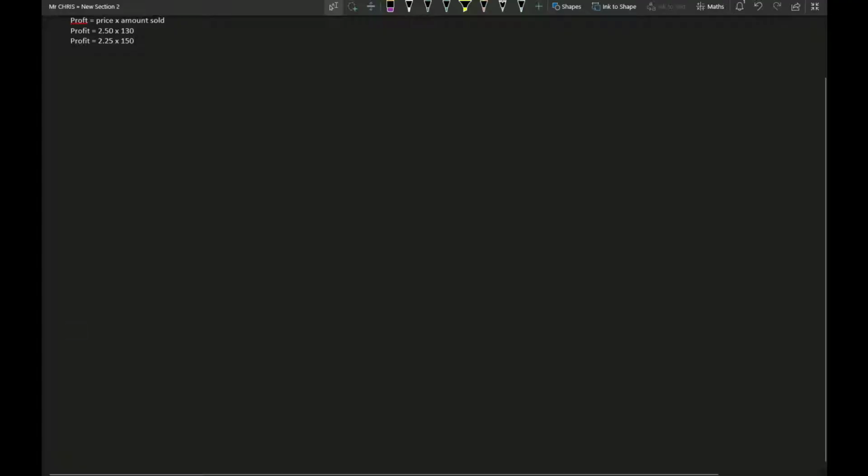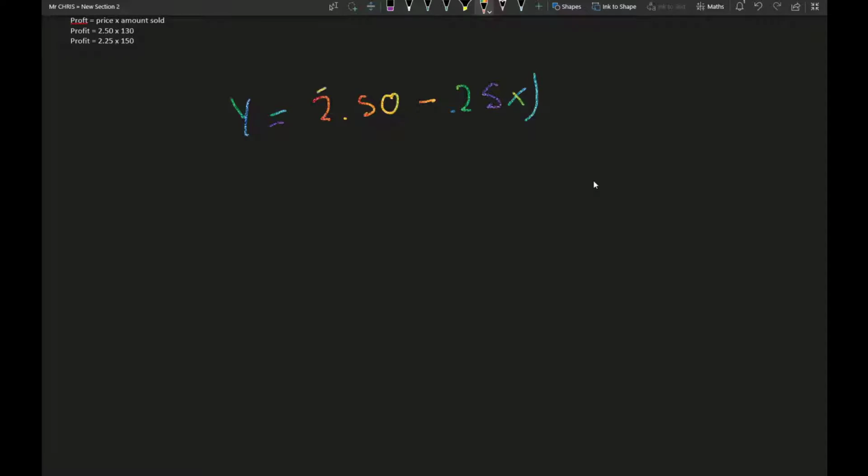I'm going to speedrun math because I didn't do it properly last time. Okay, so this equation is profit equals price times amount sold. So we can actually turn that into an equation where it's 2.5, her starting price, minus 0.25x, where x is the amount of times. And for every x amount of times, she also gains on top of her 130: she gets 20 per x, and every time she minuses a quarter per x.